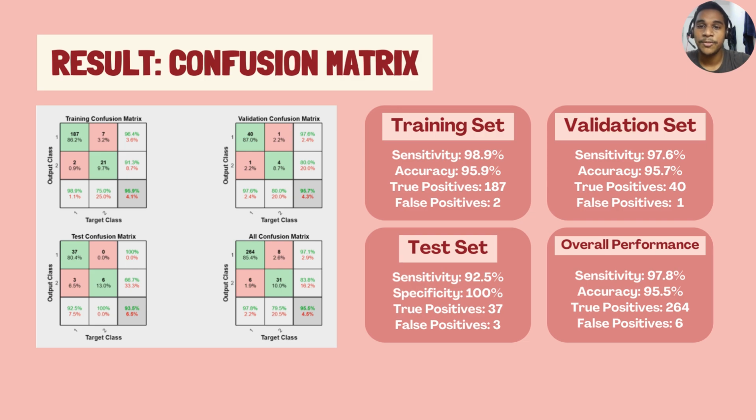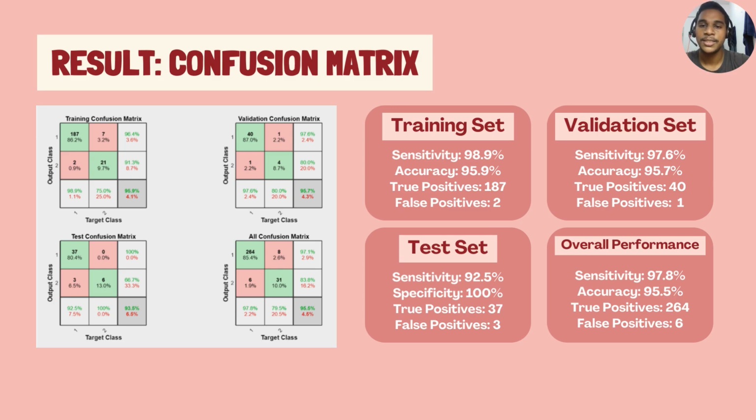Now I will present the performance evaluation of our model. We will go through various metrics such as sensitivity, accuracy, and specificity to understand how well our model is performing. Let's start with the training set performance. Our model achieved a sensitivity of 98.9%, indicating it correctly identified 98.9% of the positive cases. The accuracy was 95.9% with 187 true positives and 2 false positives.